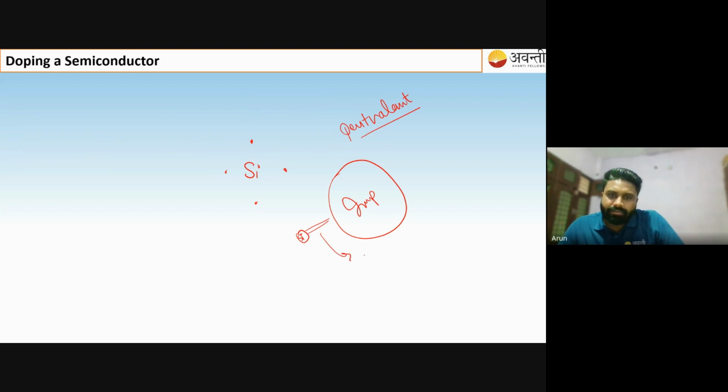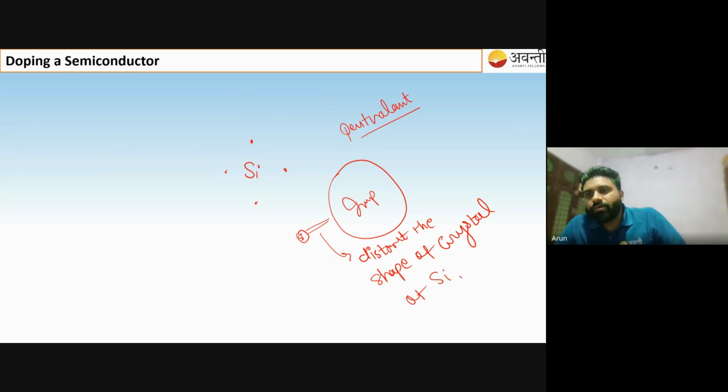It will distort the shape of the crystal lattice, the shape of the crystal of silicon. That is not what we want. We do not want to distort the shape, because then it will acquire some other properties also. That we will not wish to do. What we want is just to increase the conductivity of that atom.